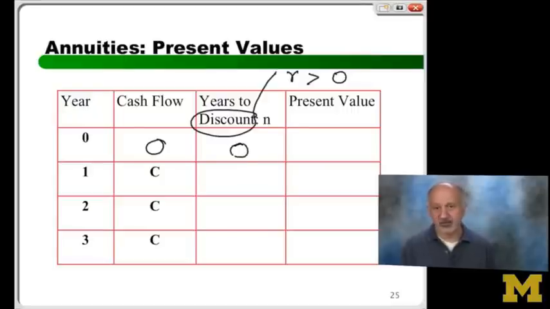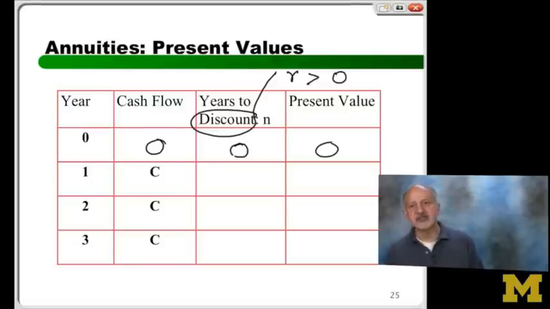0 years of discounting, because we are standing today and present value today is zero. What is the present value? Turns out to be zero. Why? That's simply because there's no cash flow here. If there were, it will be exactly the same number because of no years to discounting. So in some sense, years to discounting is a key variable.